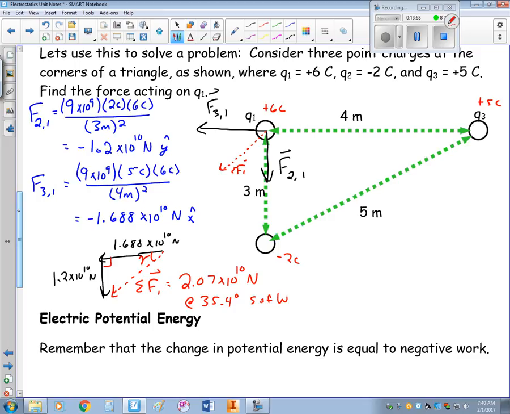So there we have it. We have our electric forces. And it's just like any other forces that we do. You just have to resolve all the forces into their x and y components, and then just vector addition after that.